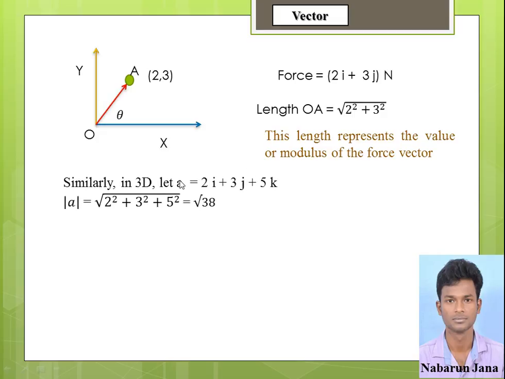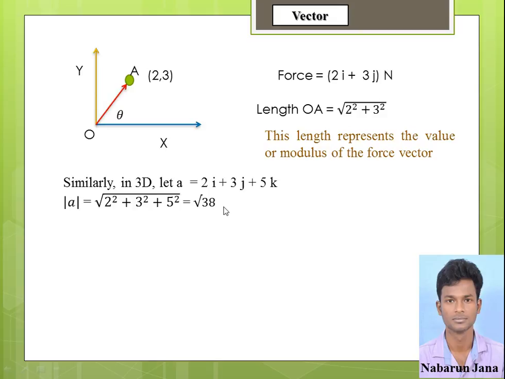So in 3D, let A be a vector and it is 2i plus 3j plus 5k. Can you not find the modulus of vector A? Yes, the modulus of vector A is root under 2 square plus 3 square plus 5 square, similar to this, and it gives the result root under 38.